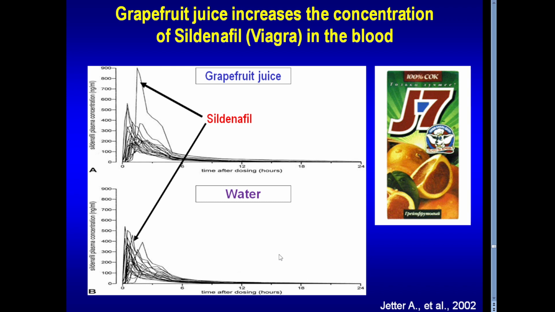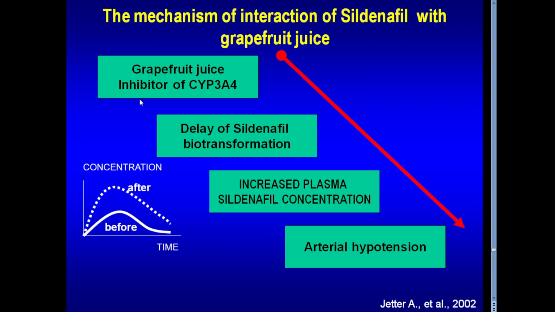Look, this is the concentration of several drugs, including sildenafil, in blood, taken with water and with grapefruit juice. This is the concentration if we take sildenafil with water, and this is the concentration if we take sildenafil with grapefruit juice. Of course, increased concentration causes a strong effect, vasodilation, and decrease of arterial pressure. So, you see, grapefruit juice inhibits CYP3A4, which leads to delay of biotransformation of sildenafil, increased plasma concentration, and arterial hypotension. It's necessary to take this into account.